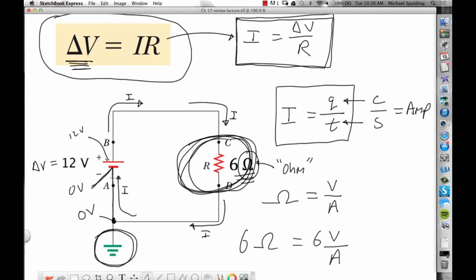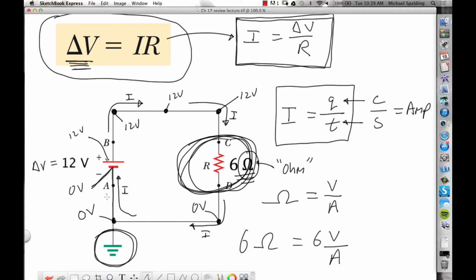So as you cross this battery here, we go from 0 volts to 12 volts. So how many volts do we have at this point right there? 12. How many volts right here? 12. How many volts right there? 12. How many volts right here? 0. So here's the thing I want you guys to notice.